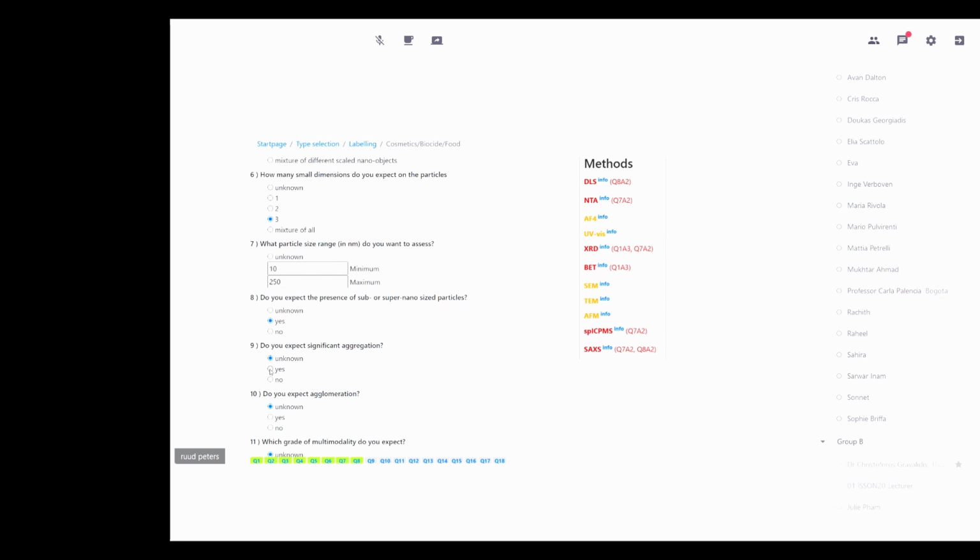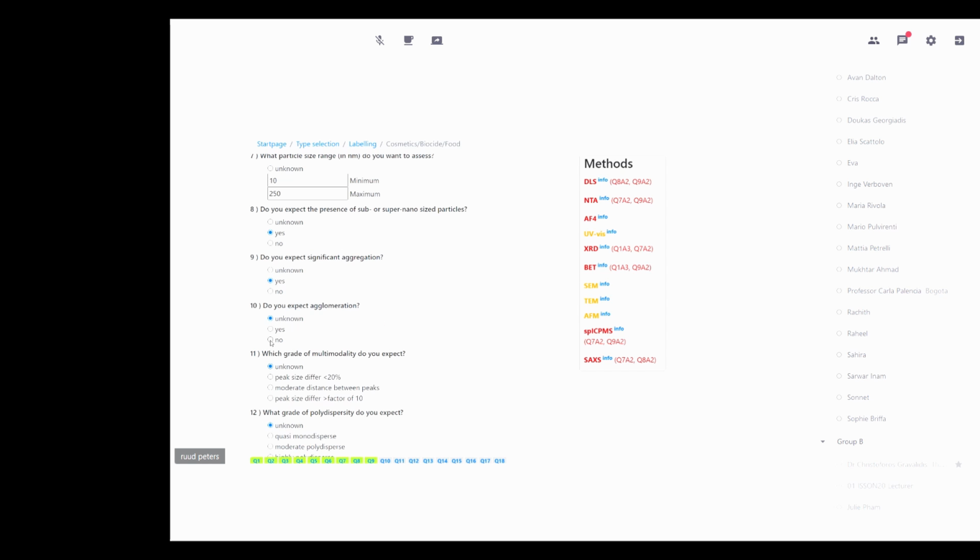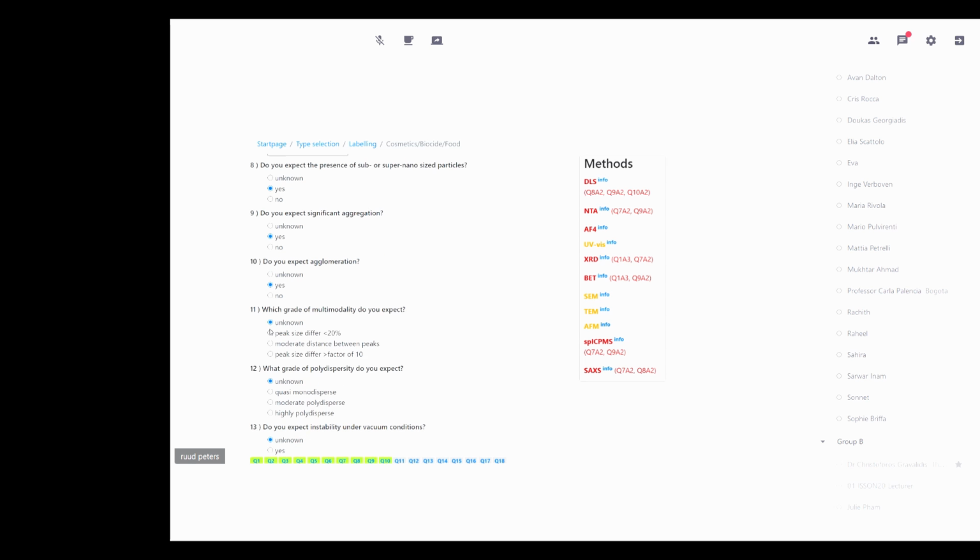Do you expect significant aggregation? Well, yes, that may be. For the titanium dioxide, it's a very sticky compound, and there may be some aggregation there. And so now I see that AF4, because it cannot discriminate between primary particles and aggregates, also turns red as being no longer useful to do this. Do I expect agglomeration? Same reason, yes, some methods becoming a little bit redder now than they already were.